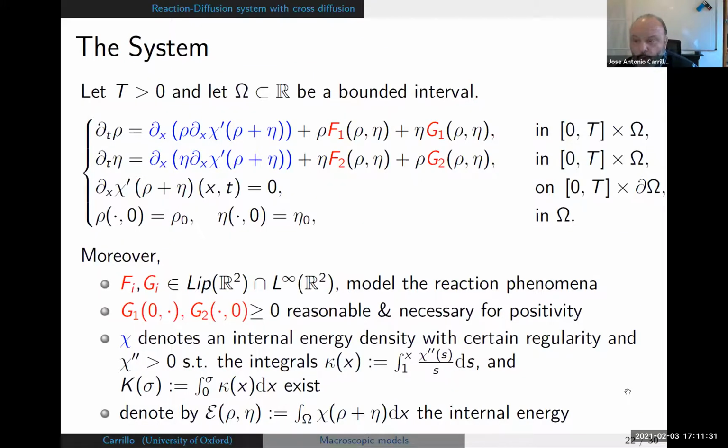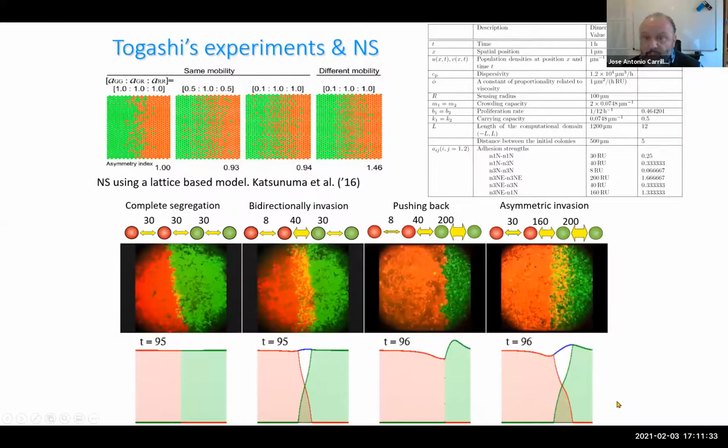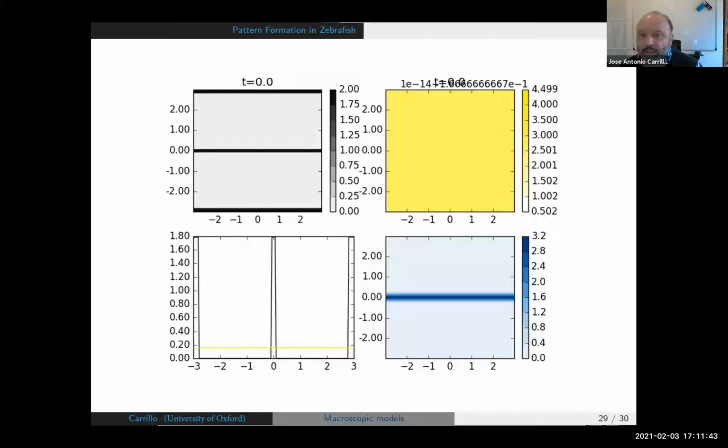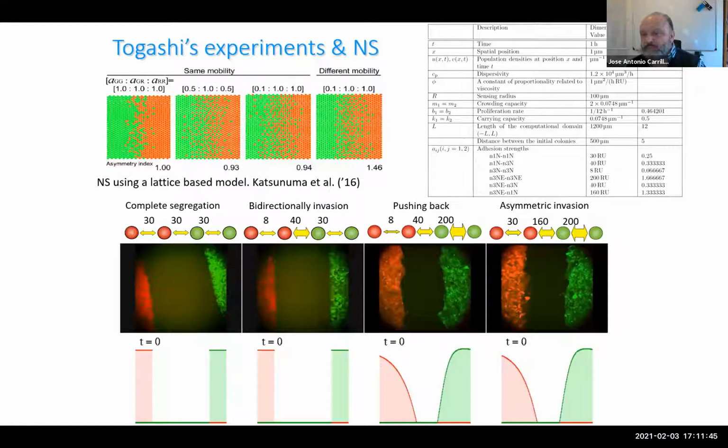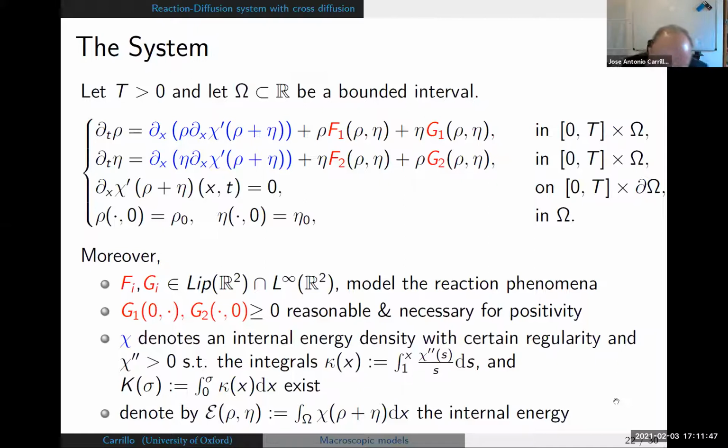Okay, so I hope to have convinced you that this model is not only interesting mathematically, but also from the applications in math biology, because it reproduces, in several of the simple experiments for controlling the behavior of cells, the effects of differential adhesion.